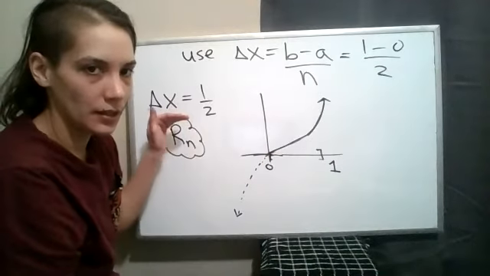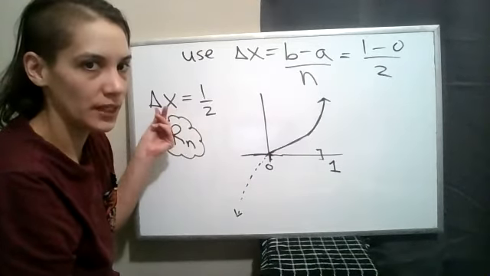Okay, our two subintervals have a width of 1/2. So 0 over to 1/2, and 1/2 to 1. We're going to use right hand endpoints. For the first interval, choose 1/2. For the next interval, choose 1.